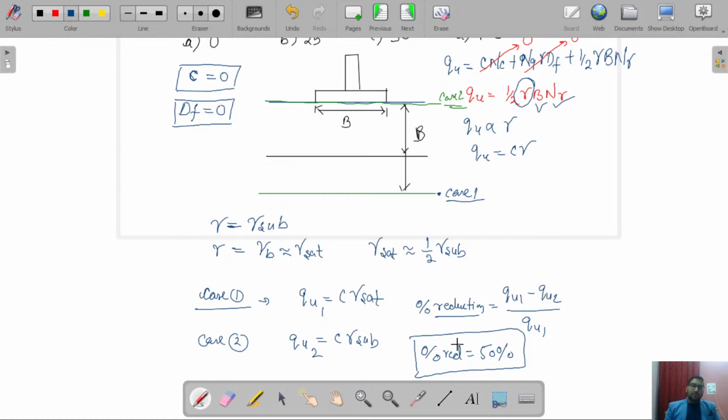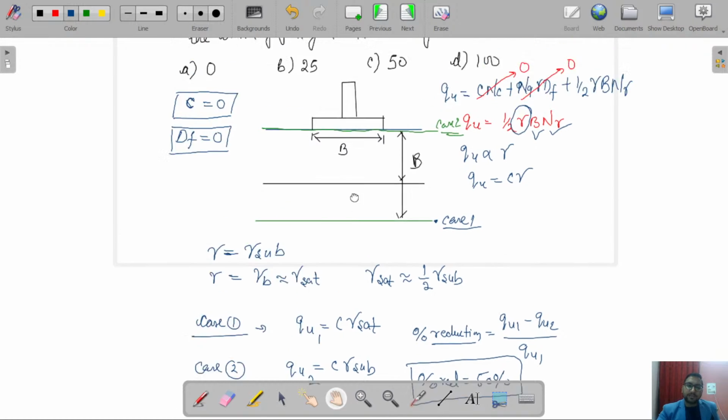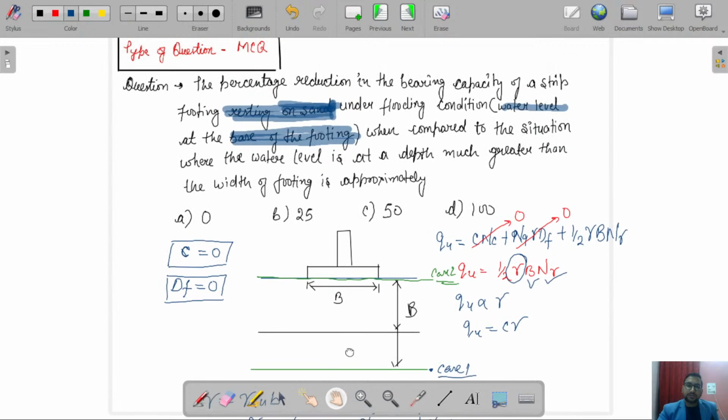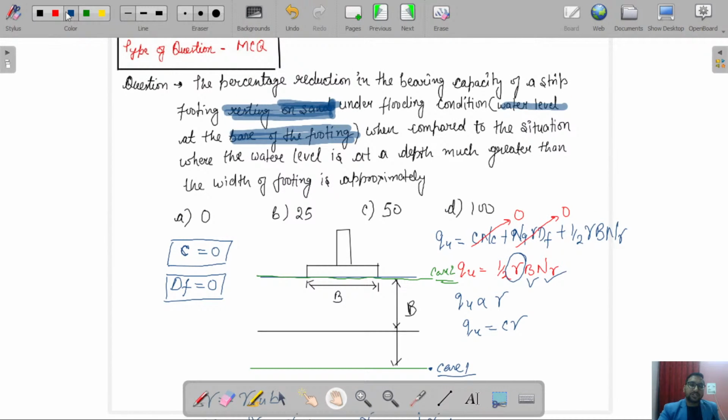अगर आपकी वैल्यू हाफ हो रही है तो रिडक्शन कितना हो गया वैल्यू में? 50% रिडक्शन. So our correct answer will be 50%. Right? Okay, let's move to the next question.